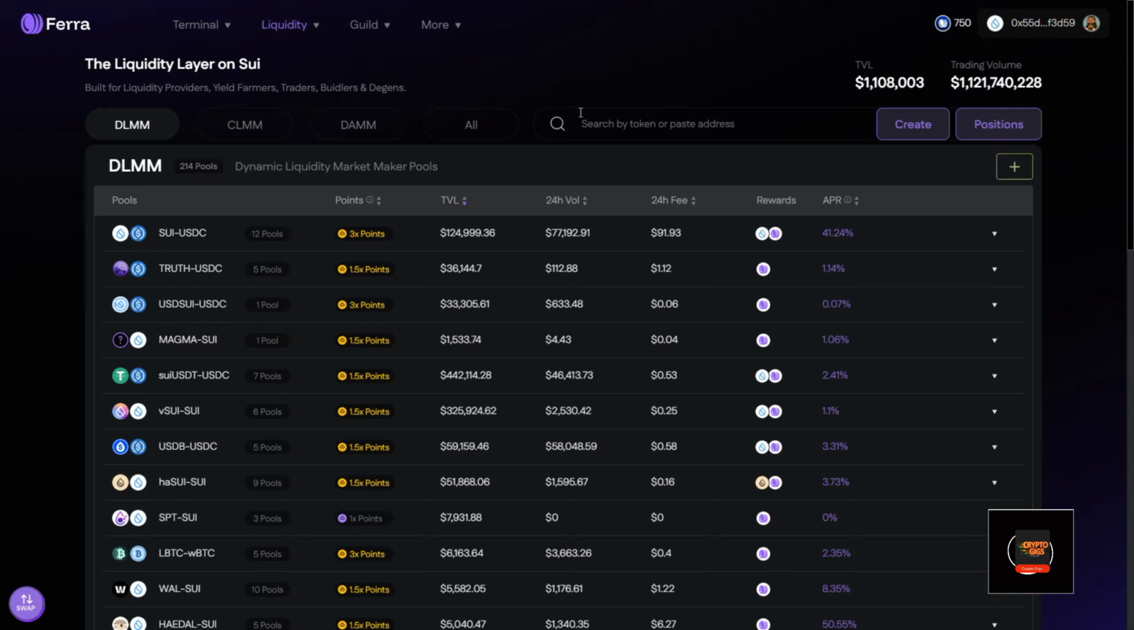Remember, this DEX is the foundational infrastructure for how liquidity should operate on Sui. You can use it to identify where sustainable fee generation is being built. Remember, the more fees, the more you earn.